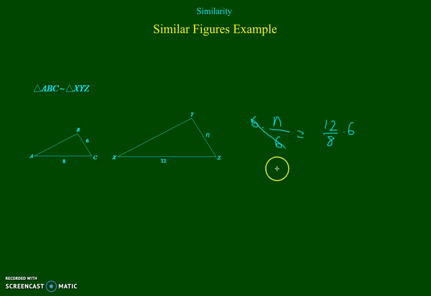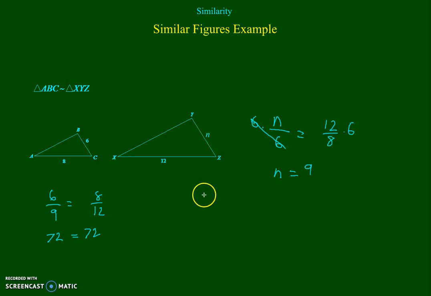And we just multiply both sides by 6. 6 divided by 6 is 1. N equals 12 times 6 divided by 8, which is 9. Just as a verification, we'll go ahead and check our answer. The ratio of 6 to 9 has to equal 8 to 12. So 6 to 9 equals 8 to 12. And so 6 times 12 is 72. 9 times 8, 72. And so yes, this is a true proportion, so 9 is the correct value for n.